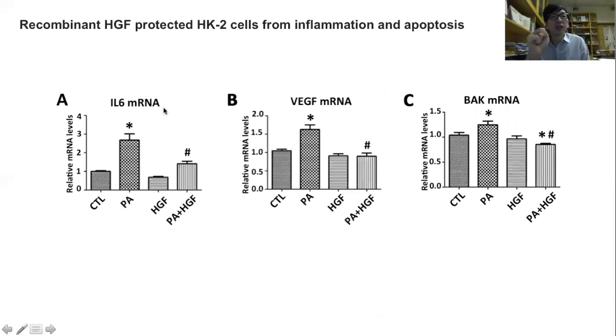Lastly, we wanted to see if recombinant HGF, instead of the HGF stimulated by stem cells, would protect the tubular cells from inflammation and apoptosis. And here you can see that IL-6, VEGF, and also BAK expression were all reduced by incubation with recombinant HGF.